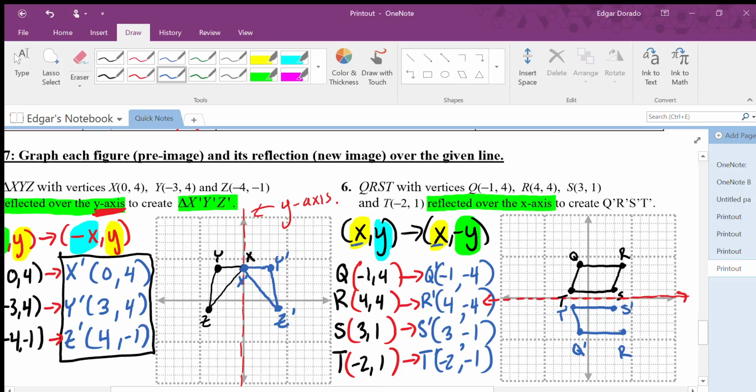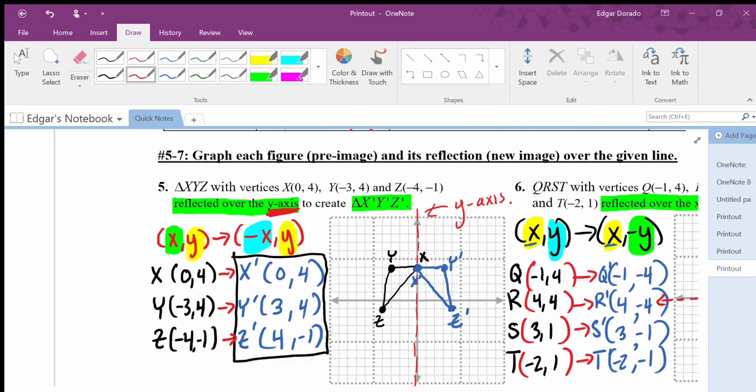And once again, notice that looks pretty good. They are reflecting over that line. In this case, this line is called the x-axis. We're reflecting over the x-axis. So if you got that as your answer, then you guys are on the right track.